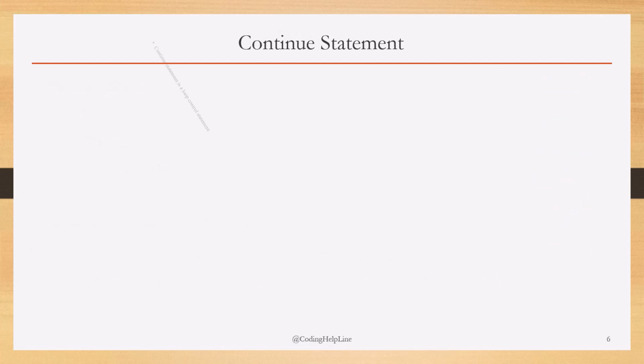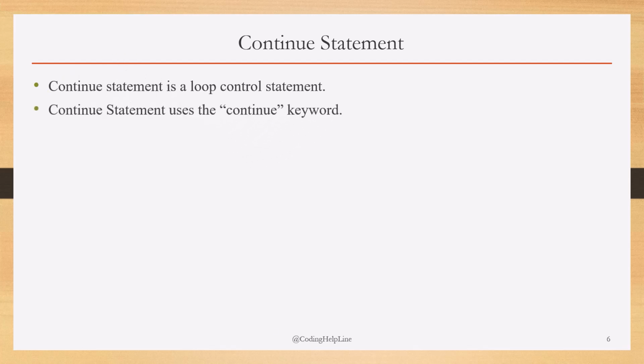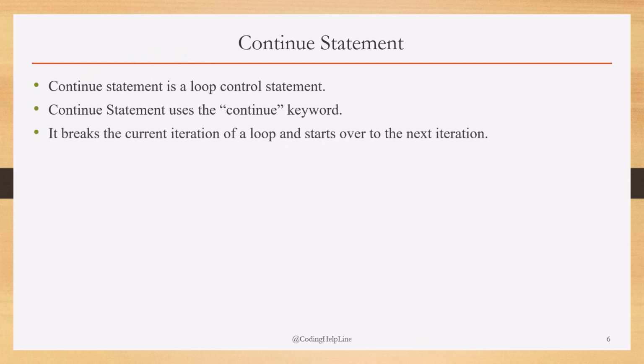Continue statement. Continue statement is a loop control statement. A loop control statement is helpful to control the loop. Continue statement uses the continue keyword. It breaks the current iteration of the loop and starts over with the next iteration. So we use it when we want to skip the current iteration of the loop and start the next iteration. There are two variations of the continue statement.